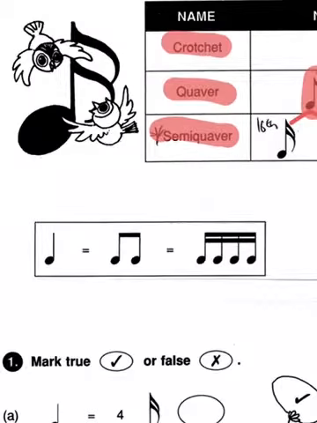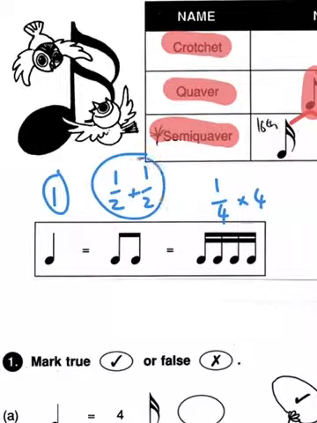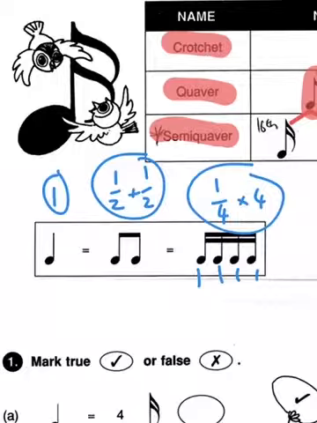Here's just a little bit of rhythm maths. Of course, this one here is worth 1, okay? And this is half plus a half. And here we have a quarter times 4. All of those equal 1. Okay. Quarter times 4, because there's 1, 2, 3, 4 quarter notes. And of course, 4 quarters will make a whole.